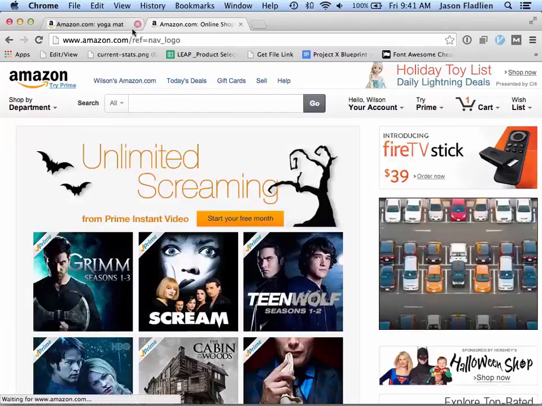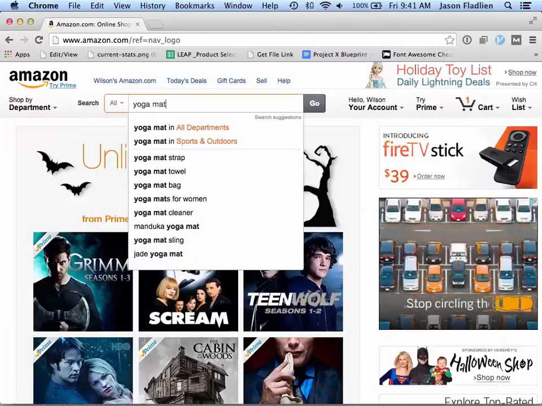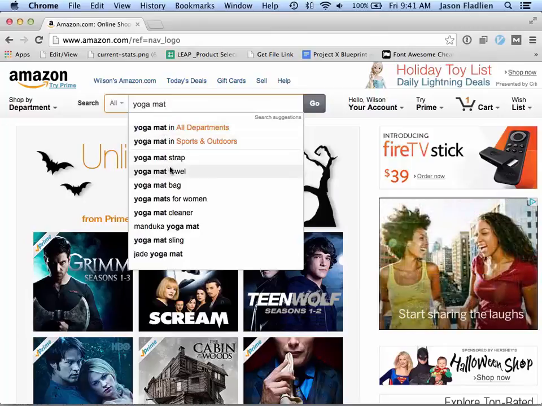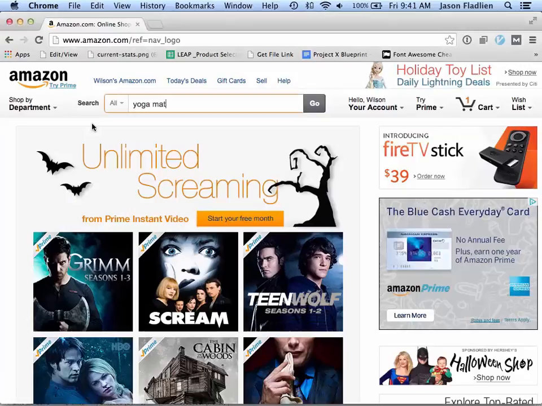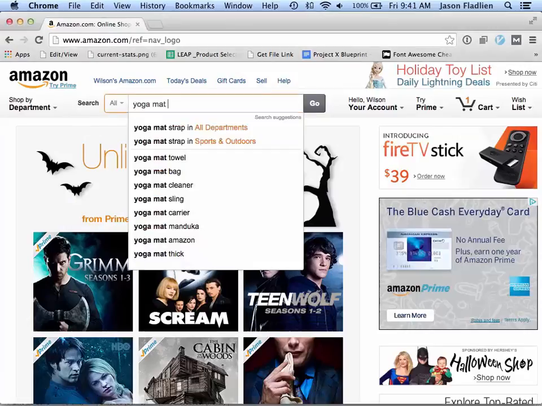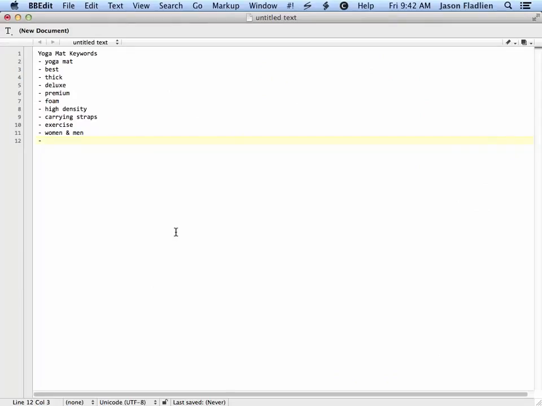So the second thing that I do is go back and I do this, yoga mat, and I see what else is there. So women is a good one. So actually I always do this, women and men. I almost always put that in any product I sell, because for women or for men, as long as my thing is really gender neutral, I can target both. What else do we got here? We have sling, we have the cleaner, we have thick as a keyword there. We have the word actually Amazon, believe it or not. So I'm going to put Amazon, and we already had thick.